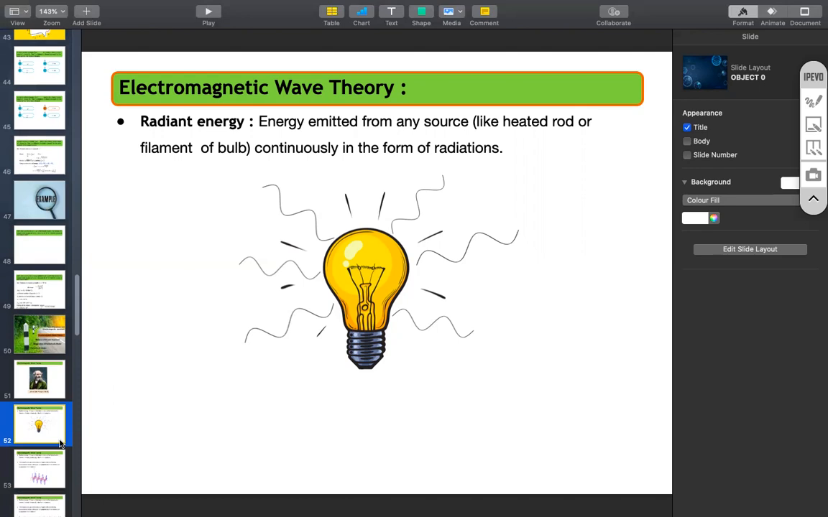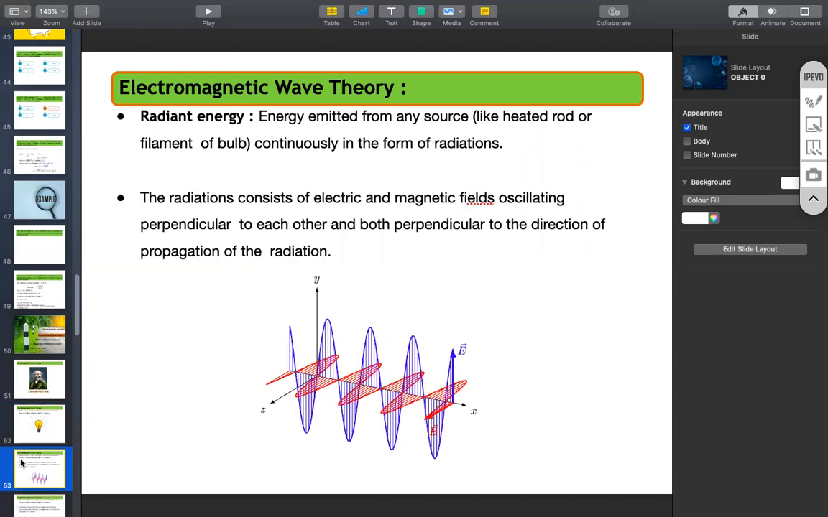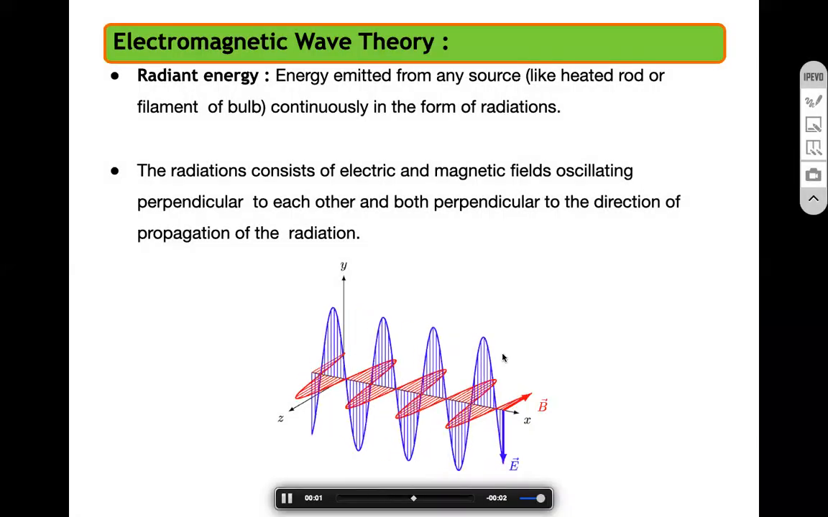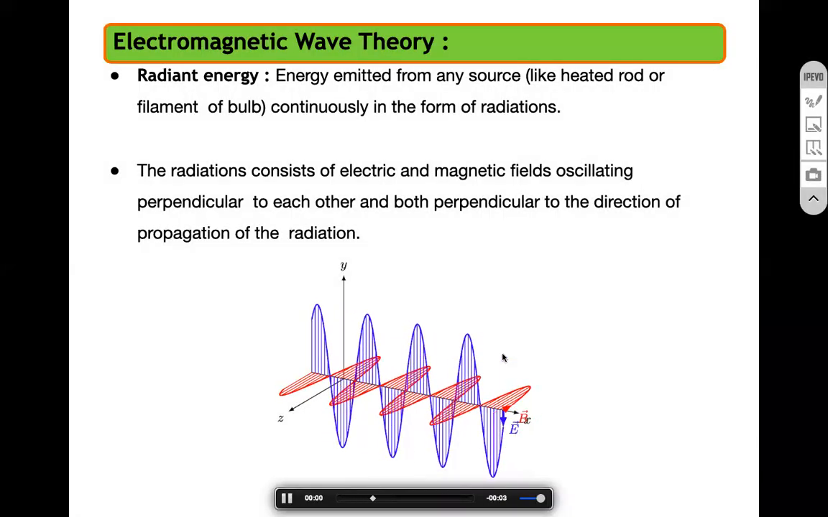Now, what is radiant energy? Energy emitted from any source, like a heated rod or filament of bulb, continuously in the form of radiation is called radiant energy. What is radiation? We will discuss in the next line. Radiation is something like this. Can you see the radiation?